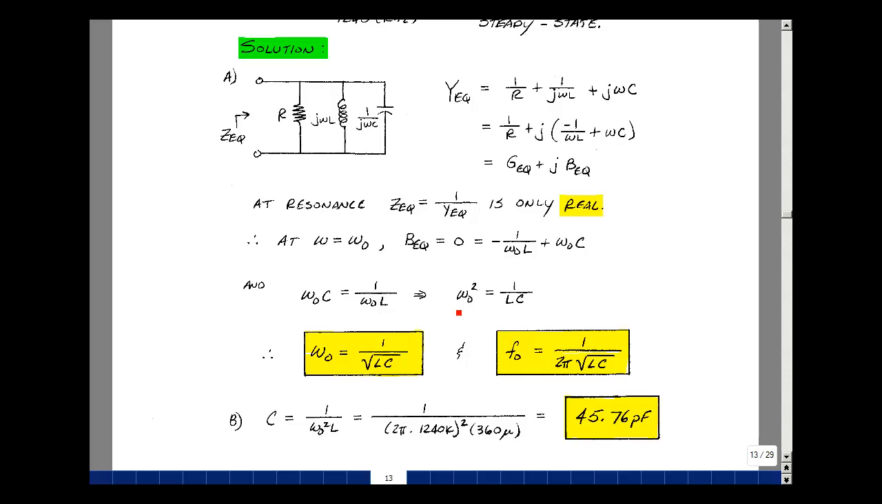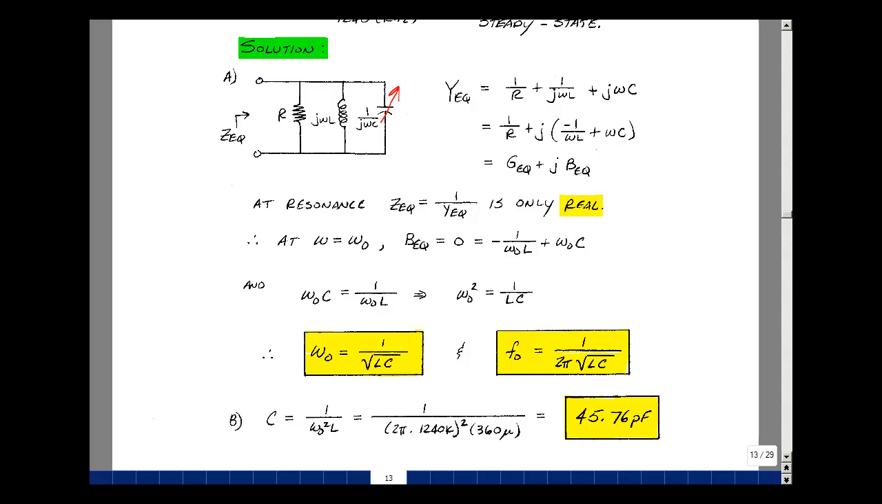Now we know the frequency of our radio station. We know the value of L. We solve for the value of C. It turns out to be 1 over the quantity 2 pi times 1240 kilohertz, squared, times 360 microhenries. It would be 45.76 picofarads. So we're going to vary this capacitance until we get a value of 45.76 picofarads.